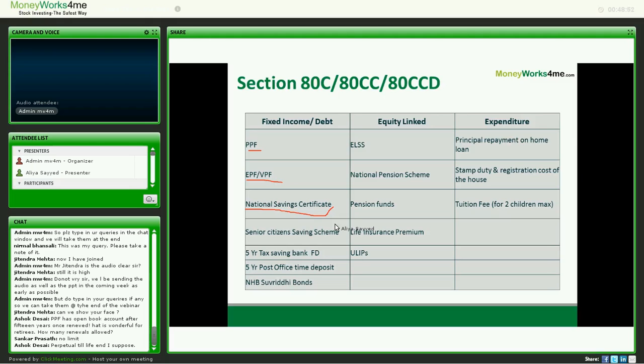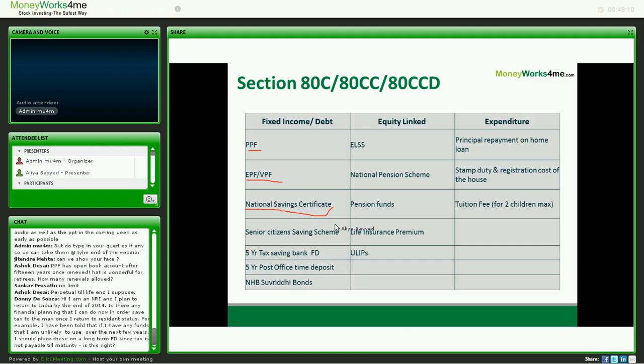The disadvantage of both these schemes being that for 5 years your money is locked in. And finally, you have the NHB Suvrudhi bonds. Again, these are government bonds that will help you invest, like the interest rates are fixed, and you can invest them up to a certain limited period. So that again remains a good option.